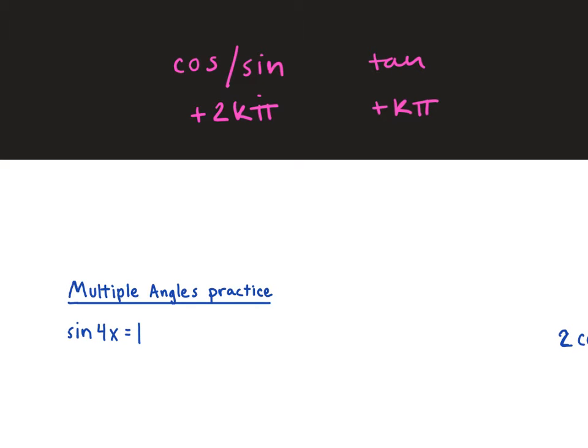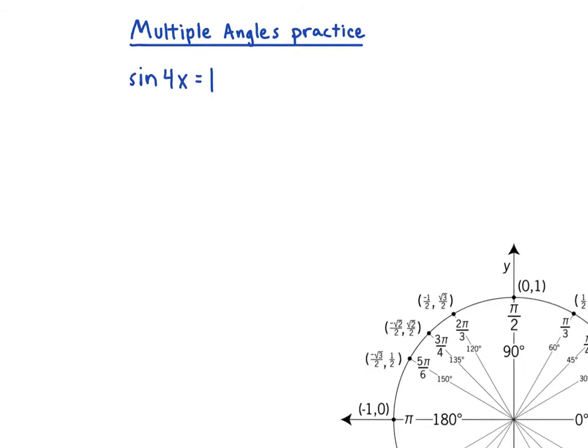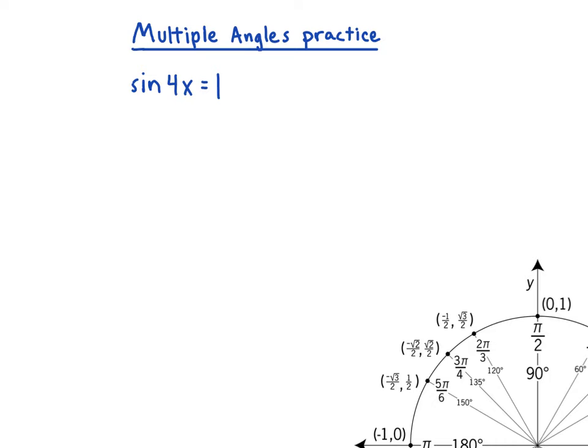And then the same thing applies for the reciprocals of these. So cosecant and secant, you add 2k pi, and cotangent you add k pi. So let's look at our first one. We have sine 4x is equal to 1. What should we do first?